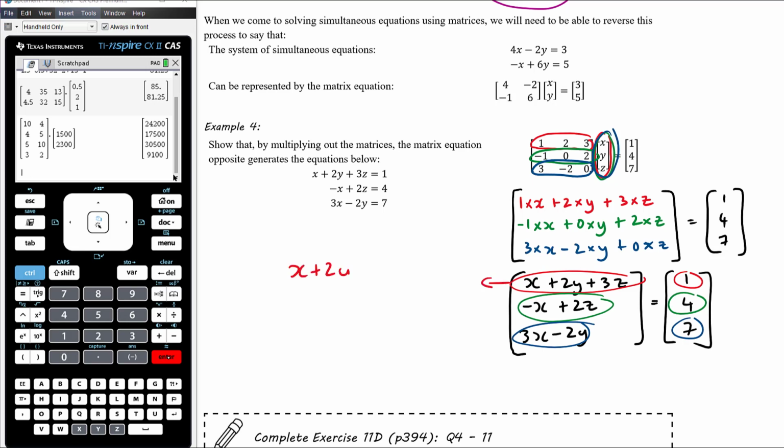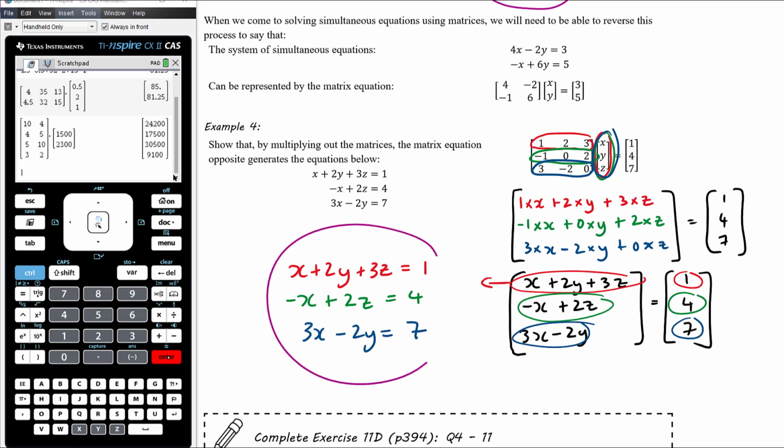x plus 2y plus 3z equals 1. Negative x plus 2z equals 4. And 3x minus 2y equals 7, which is exactly what we were trying to show up here.